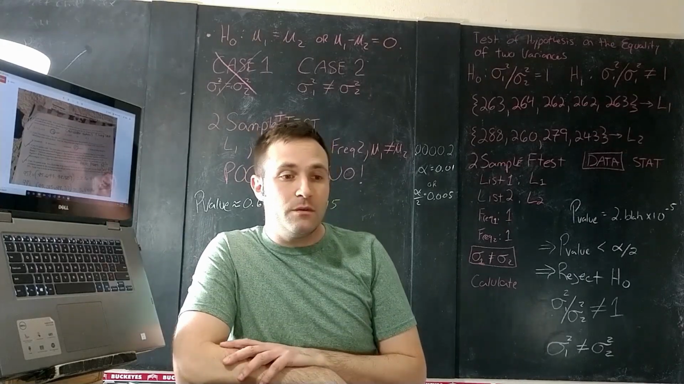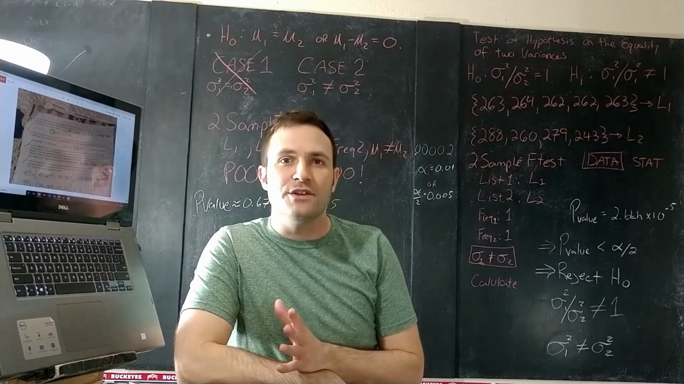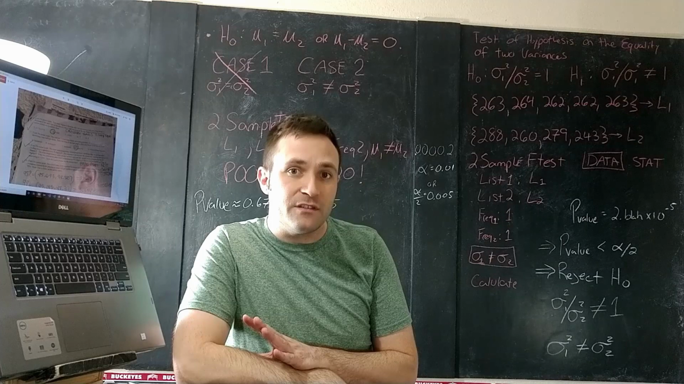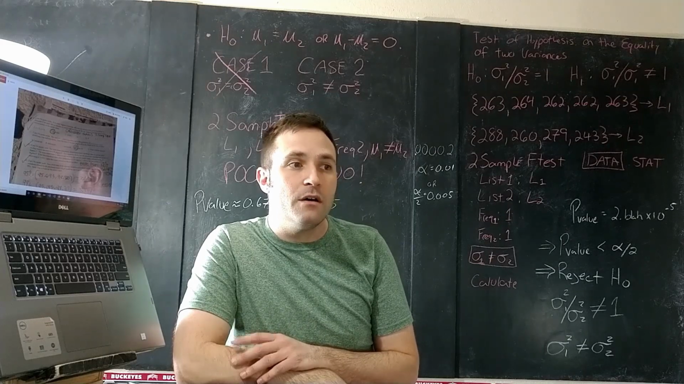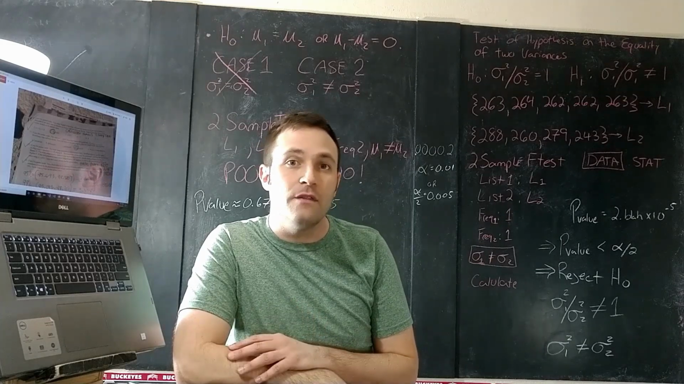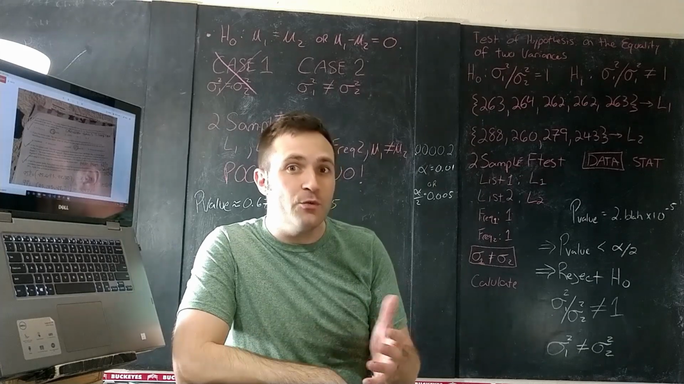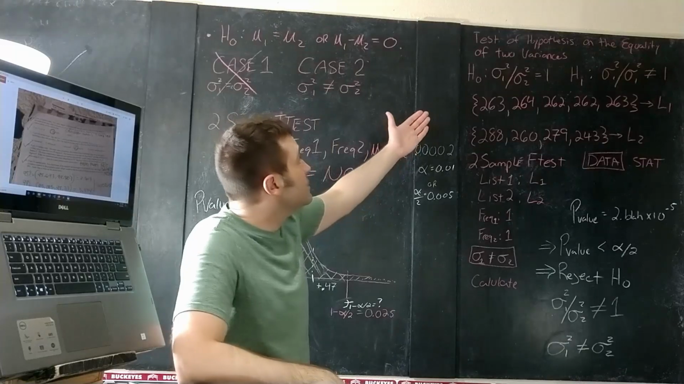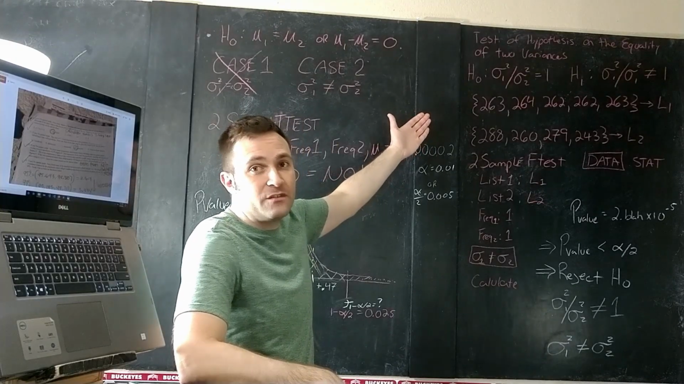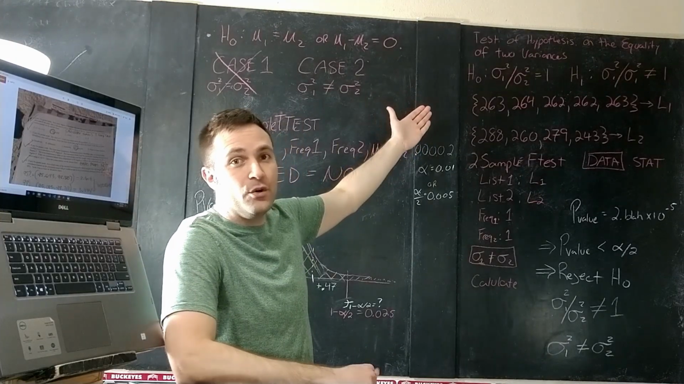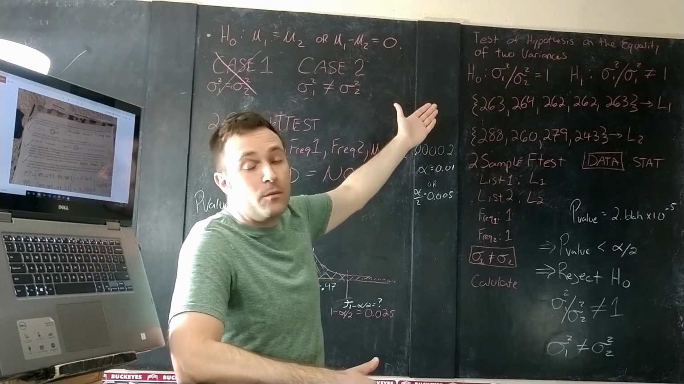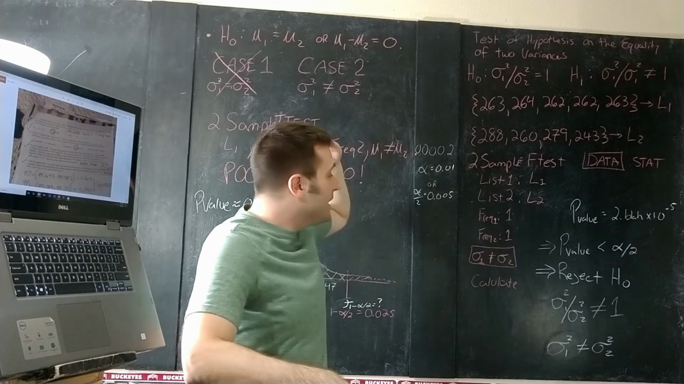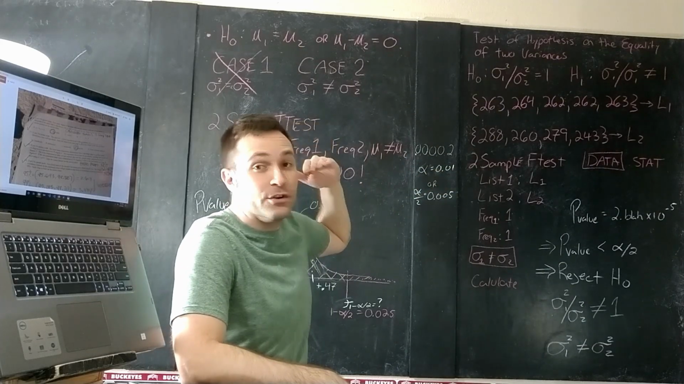So if they don't give you the population variances, then you're going to have to do a test of hypothesis in order to determine whether or not the population variances that you don't know are likely or unlikely to be equal. And so you're going to do this procedure here. You're going to do a test of hypothesis on the ratio of 2 population variances. You're going to use this 2-sample f-test.